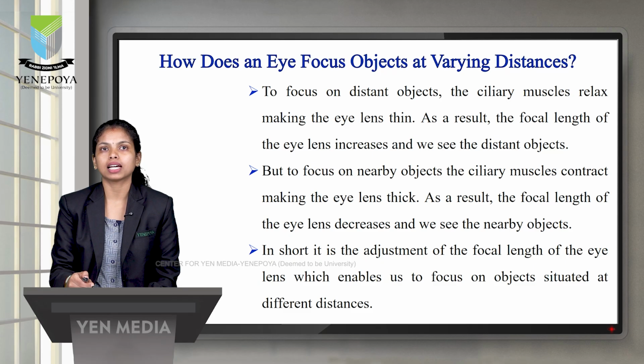So let us see how an eye focuses objects at varying distances. To focus on distant objects, the ciliary muscles relax, making the eye lens thin. As a result, the focal length of the eye lens increases when we see distant objects. But to focus on nearby objects, the ciliary muscles contract, making the eye lens thick. As a result, the focal length of the eye lens decreases when we see nearby objects. In short, it is the adjustment of the focal length of the eye lens which enables us to focus on objects situated at different distances.